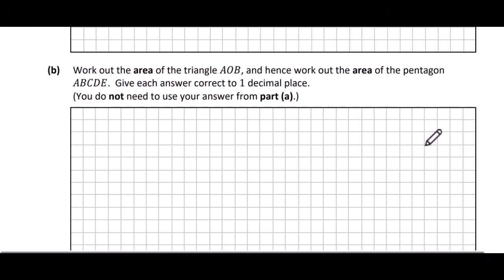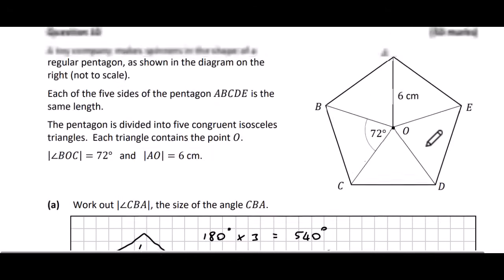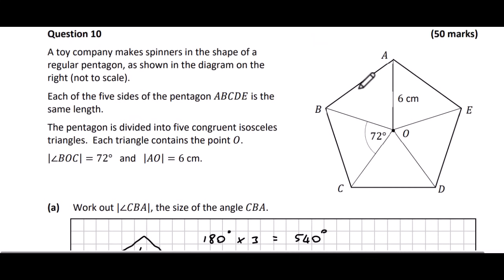So next part, work out the area of the triangle AOB. So that's AOB. So the area of this triangle here, which is going to be the same as this one here, is going to be the same as all of these triangles.